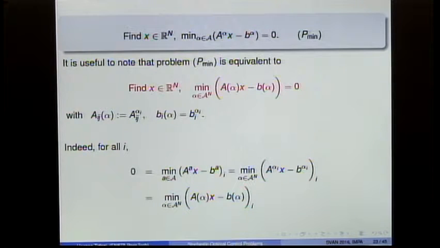Is this clear or not? If you have an oracle that gives you the optimal policy, then you are fine. You just plug this policy here and solve just the linear system. And also, if you are given the solution x, then to get this optimal policy, you need just to minimize component by component, and then you get the optimal policy.